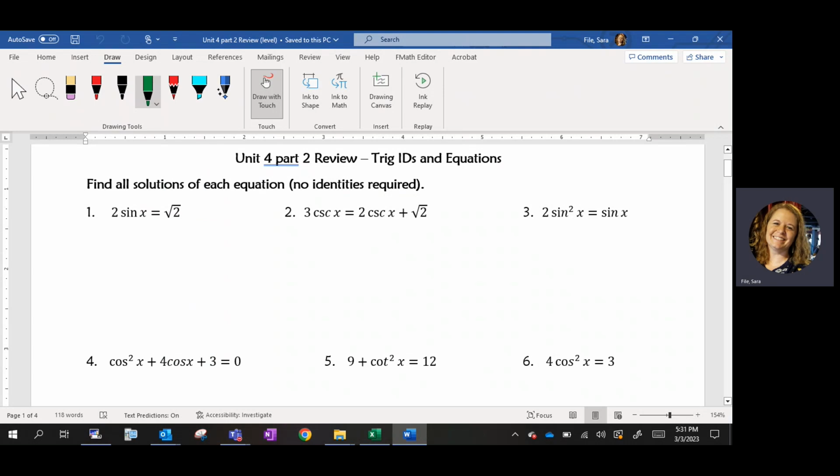All right, in the first section, we are finding all solutions of each equation. No identities are required. This is just your algebra skills and then knowing your unit circle. And remember, you're going to get the unit circle with quadrant 1 filled in. So the goal is to isolate that trig expression, so sine of x. To get sine of x by itself, we need to get rid of that 2, so we're going to divide by 2. It cancels and reduces the 2 over there, so we get sine of x by itself.